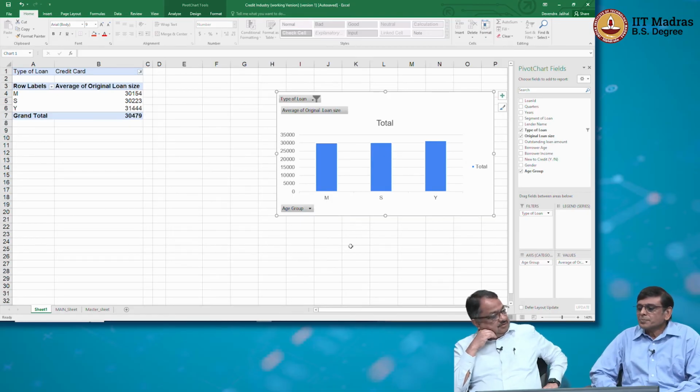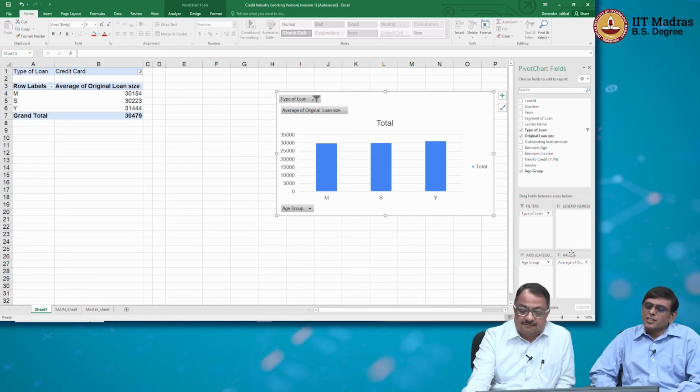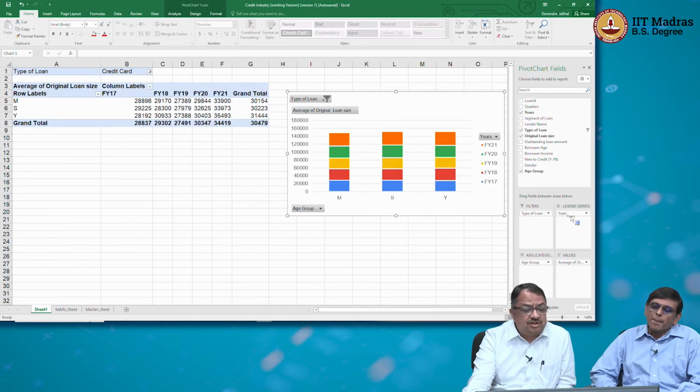Okay. Shall we look at trend now? Trend? Yeah. So has it changed? How has it changed? What has changed? This itself we can see. Has the average changed over years? Yeah, do it the other way. Row versus column. Move the row to column and column to row. Move years here.